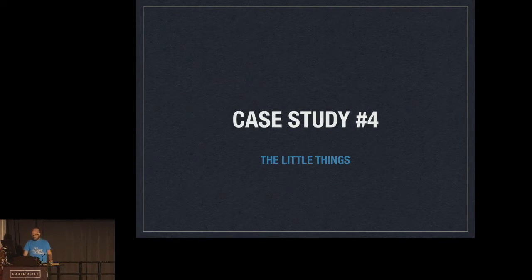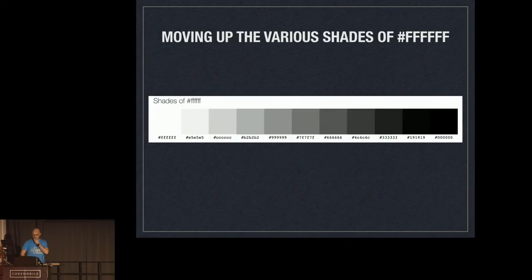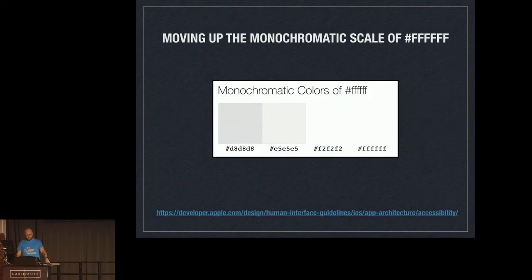So I thought, okay, I'm going to make some changes to our app. Obviously, whiter than white is the colour. So the first thing I did was look at the various shades of white. This is taken off the web. I looked at that and thought, a little bit harsh, because we don't want to go full dark at the end. So I decided to go a little bit more subtle, and I moved up what's called the monochromatic scale of white. I'm going to move that up in increments.